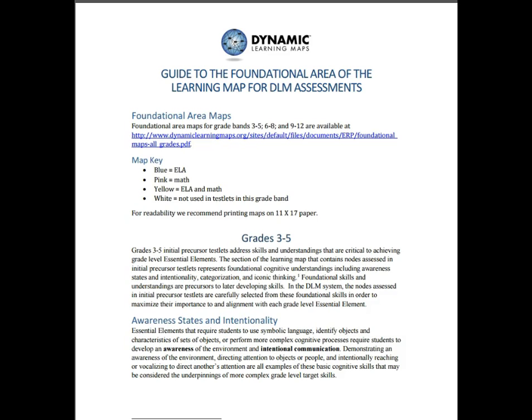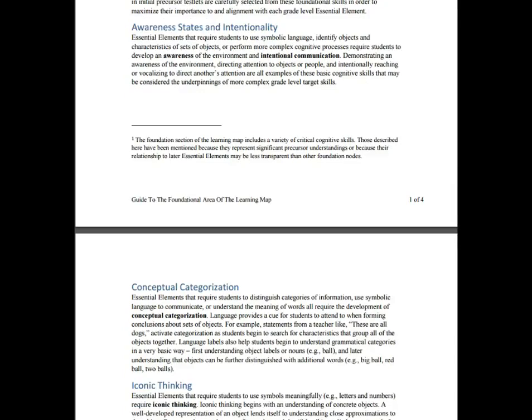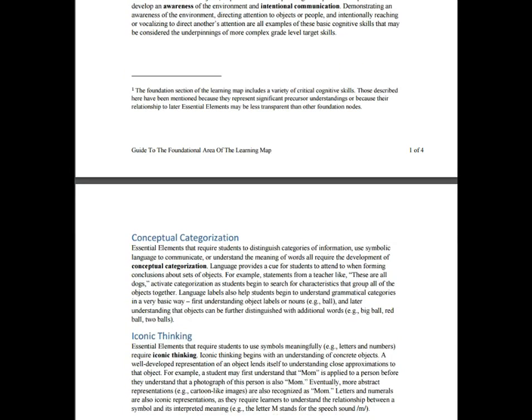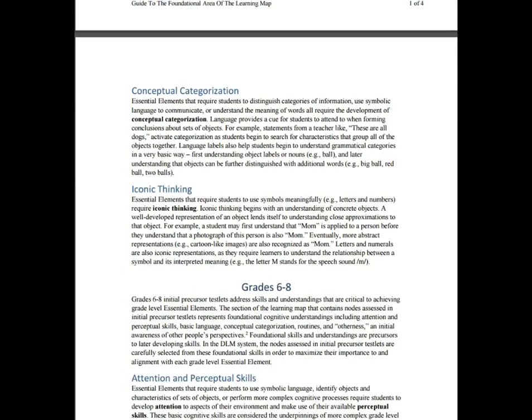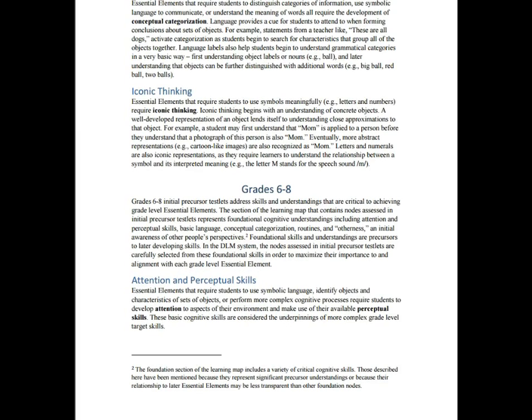what some of the initial precursor items may look like for some of our kids that are working at that level. So things like awareness states and intentionality, developing an awareness of the environment, using intentional communication, conceptual categorization. Some of the foundations deal with iconic thinking, beginning understanding of concrete objects, using symbols. And again, these are organized by grade band. You can see we're moving up into the 6-8 grade band.